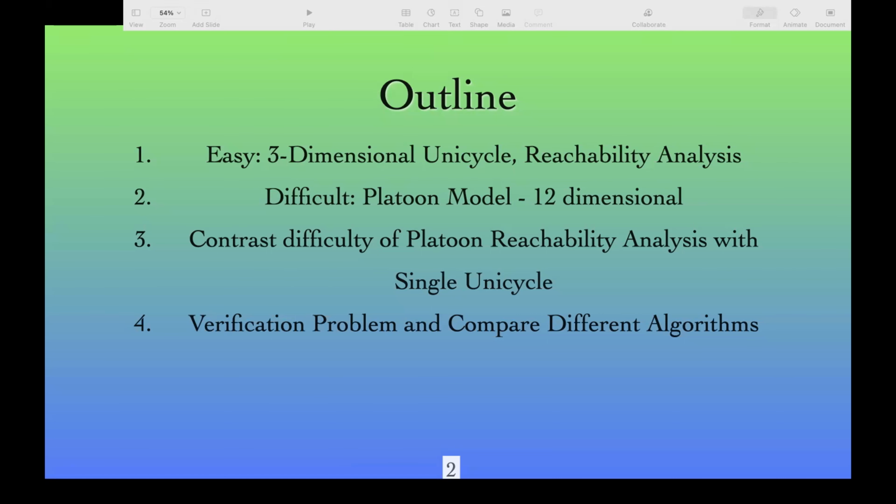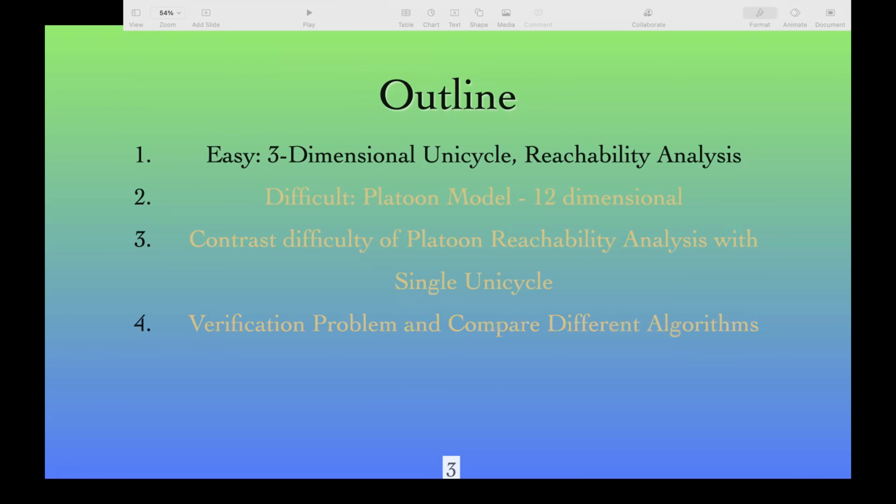Then I'm going to extend this model to the more difficult case of a coupled platoon of models, which is 12-dimensional. And then I'm going to contrast the difficulty of performing reachability analysis for the lower dimensional case, which is three-dimensional, with that of the higher dimensional case. And finally, I'll present the verification problem for the higher dimensional case and compare the performance of some algorithms. So first, I'm going to present the smaller dimensional case before going on to the higher dimensional case.